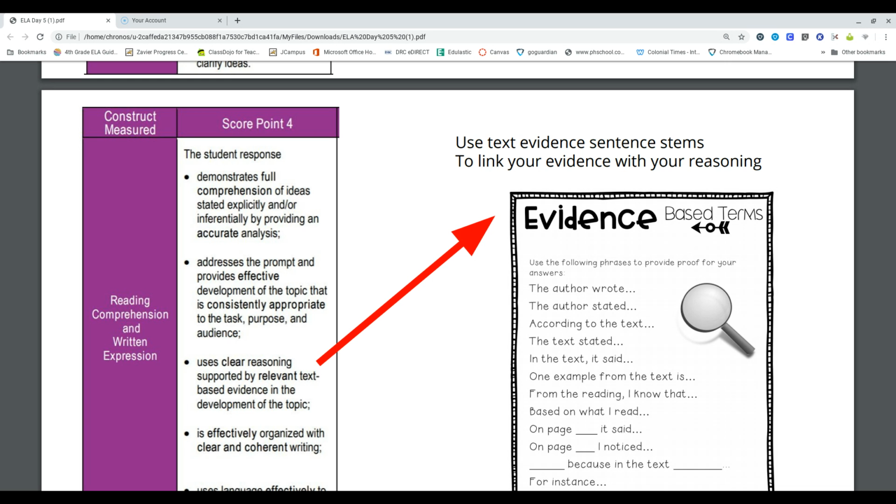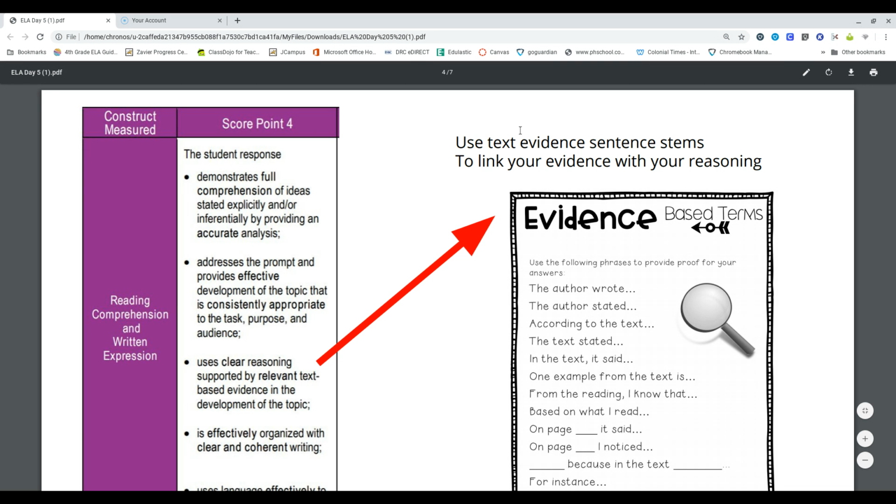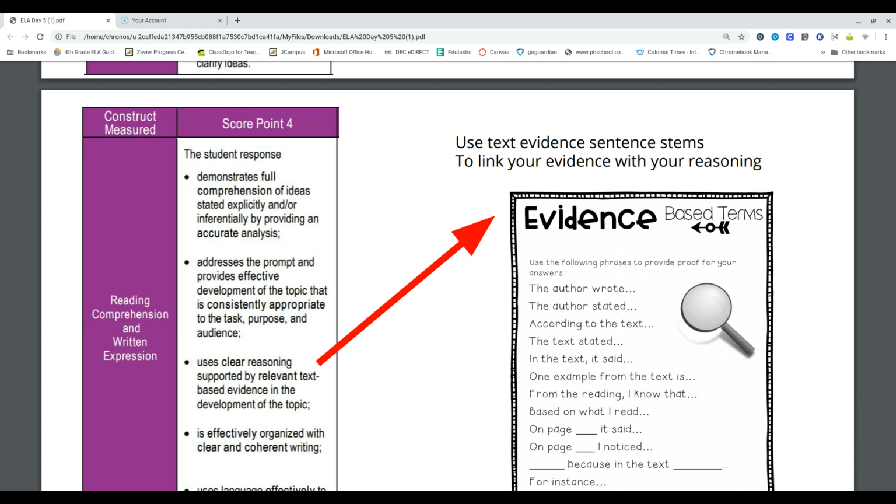When you are stating your evidence, remember to use your text evidence sentence stems to link your evidence with your reasoning. You want to have a good, strong, clear answer, and you want to support that answer with text-based evidence. To make your writing flow, you use your text evidence sentence stems. We've talked about: according to the text, stated, in the text it said, one example from the text is.